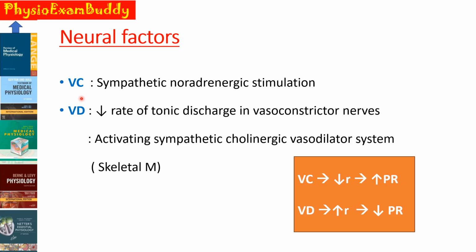Any factor which causes vasoconstriction will increase the peripheral resistance, like stimulation of sympathetic noradrenergic fibers. Stimulation of sympathetic noradrenergic fibers to blood vessels will mediate vasoconstriction and thereby increase the peripheral resistance. In most tissues, vasodilatation is produced by decreasing the rate of the tonic discharge in the vasoconstrictor nerves. In skeletal muscles, it can also be produced by activating the sympathetic cholinergic vasodilator system, and vasodilatation can decrease the peripheral resistance.